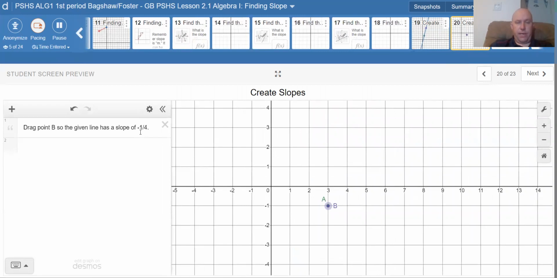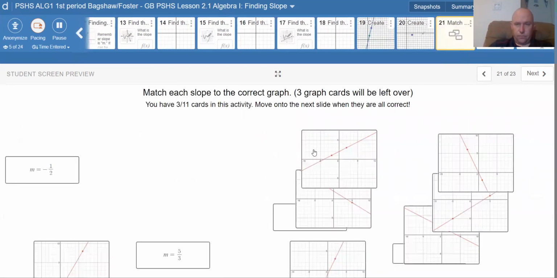And this time on a slope of -1/4. So -1 means I go down 1, and then the 4 means I go across 1, 2, 3, 4, and across, of course, I mean right for run. And then you can see once again, that is good.